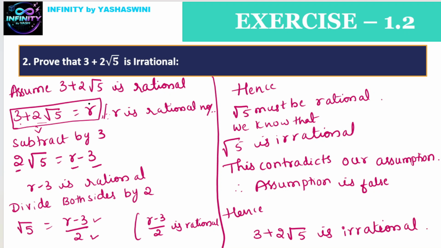First, we assume that 3 plus 2 root 5 is rational. Then, we subtract 3 from both sides to remove this 3 from the equation, which gives 2 root 5, which is also rational because the difference of two rational numbers is rational. Dividing it by 2 on both sides gives root 5, which becomes rational. But we know that root 5 is irrational. This contradiction proves our assumption is false. Therefore, 3 plus 2 root 5 is irrational.